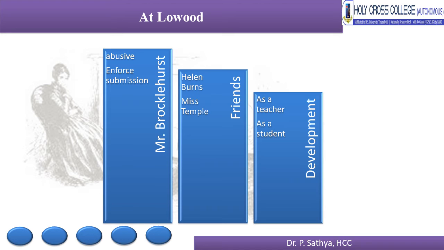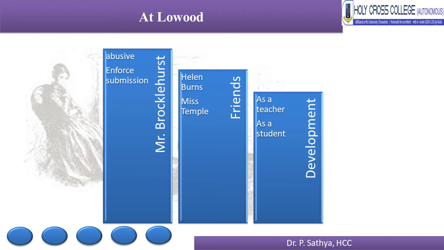Next, at Lowood, we have a few characters. The first one is Mr. Brocklehurst. He is completely abusive and he enforces submission among the girls, especially Jane Eyre.